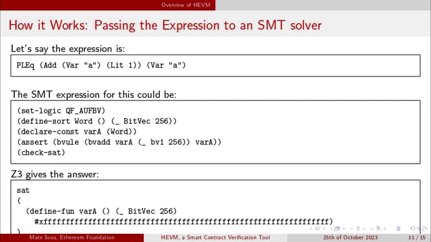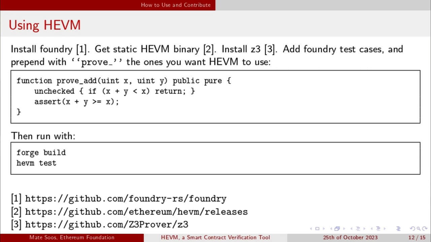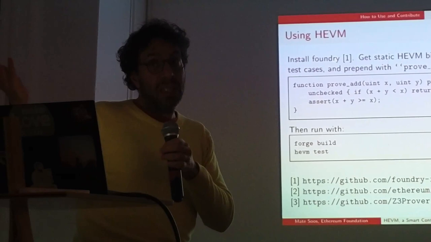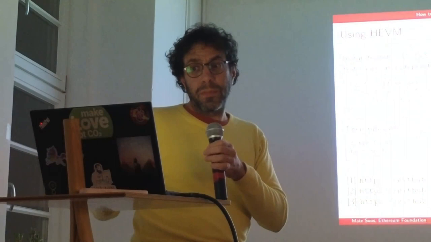So this is just to understand how HEVM works, the internals, and how it could be used from the perspective of a fuzzing strategy, a testing strategy. Within that, it's not really a fuzzer, it's a prover, but normally it would be used in conjunction with a fuzzer.